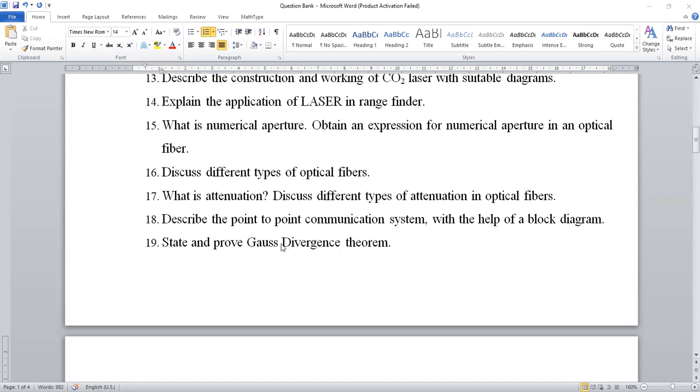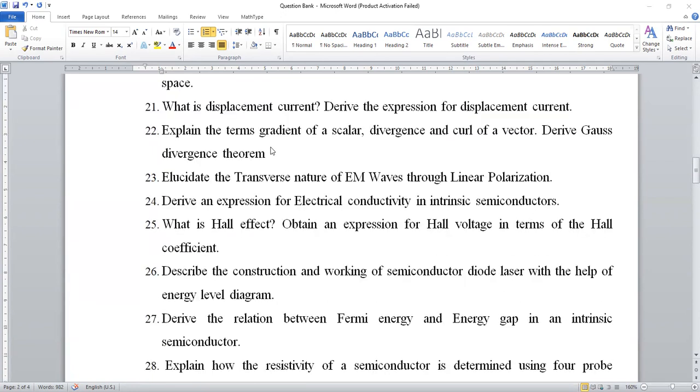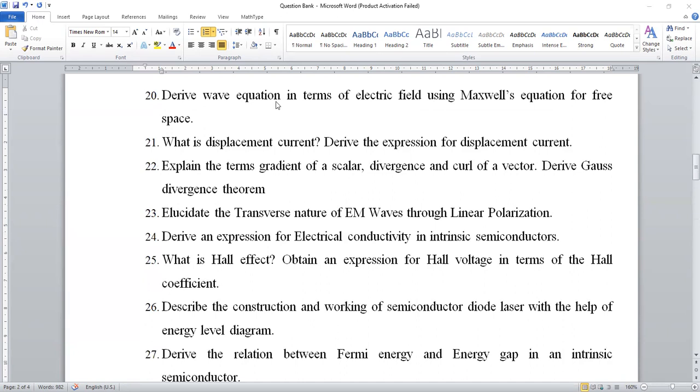In mathematics also we are learning Gauss divergence theorem. Then question number 20: Derive the wave equation in terms of electric field using Maxwell's equations. The same thing you will be learning in field theory if you belong to EEE or EC background. Maxwell equation, wave equation is most important. What is displacement current? Derive an expression for displacement current.